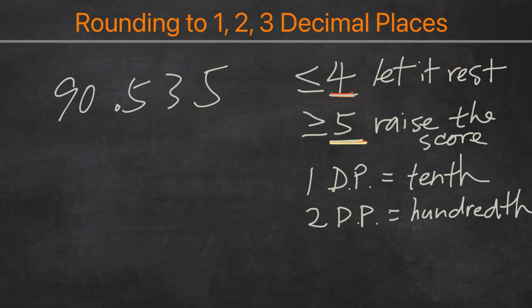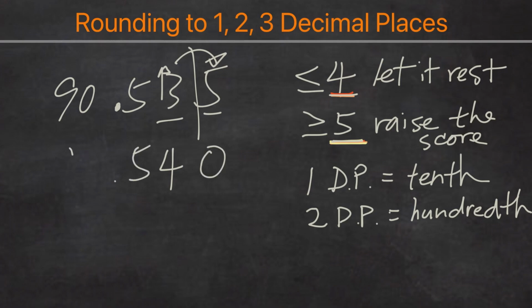90.535. For 2 decimal places, we are rounding here. Looking at the number to the right, we have 5, which means we're going to raise the score. So we're raising 3 to 4, and 5 becomes 0, and the rest remain the same. And this will become 90.54.